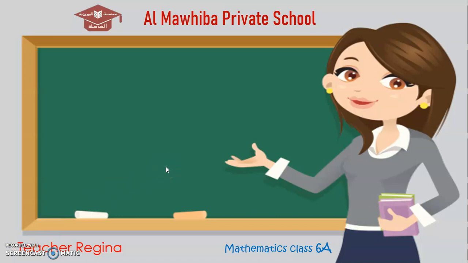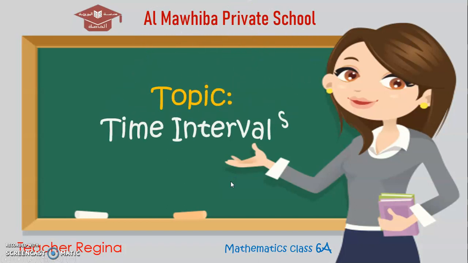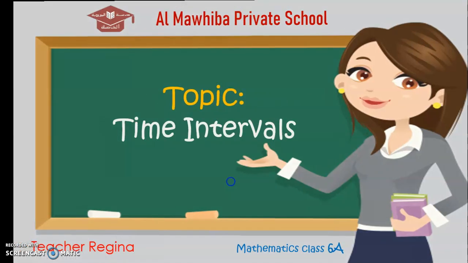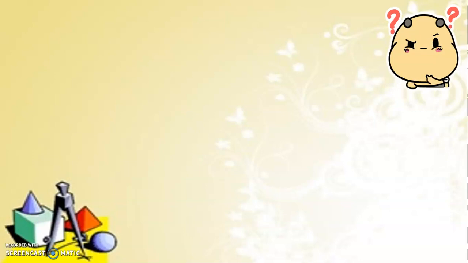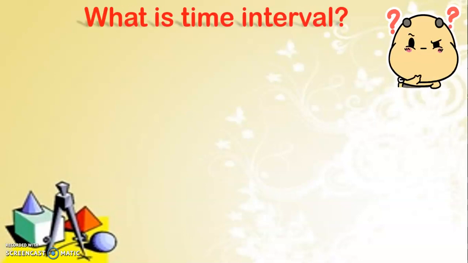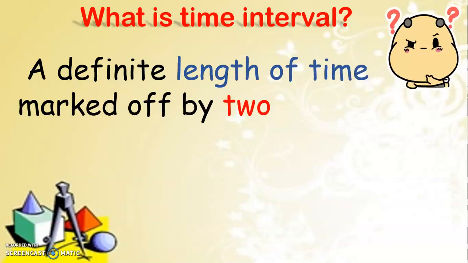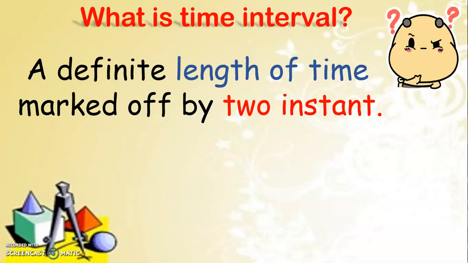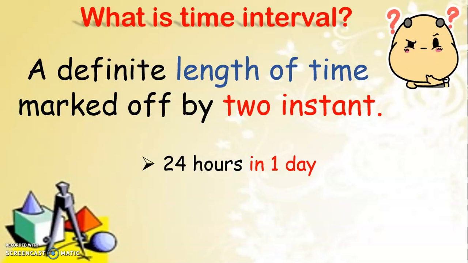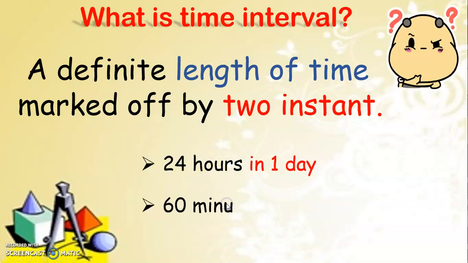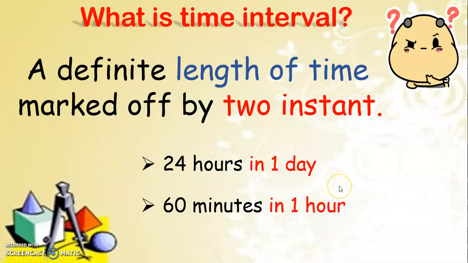Hello class 6. Today we will discuss about the time intervals. What is a time interval? A time interval is a definite length of time marked off by 2 instants. In a time interval, we need to remember that we have 24 hours in a day and 60 minutes in 1 hour.